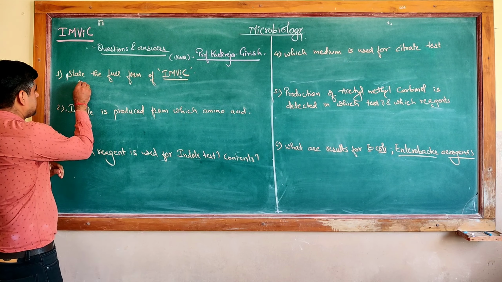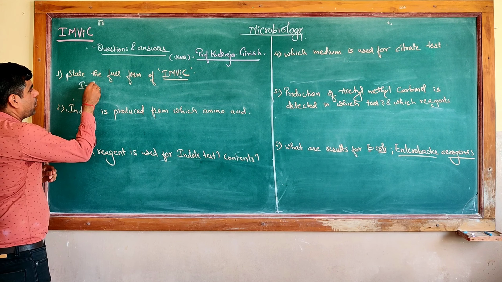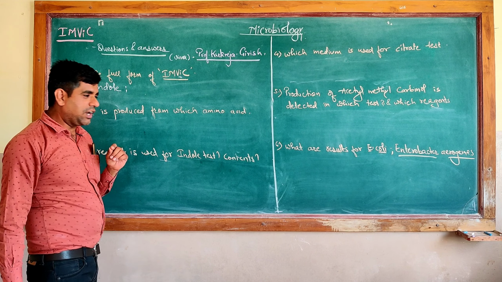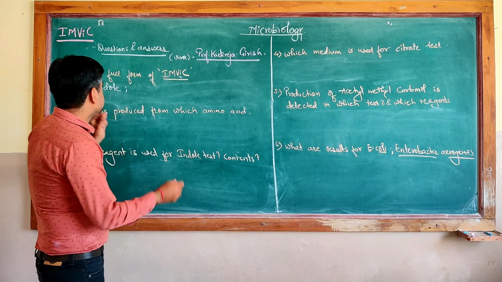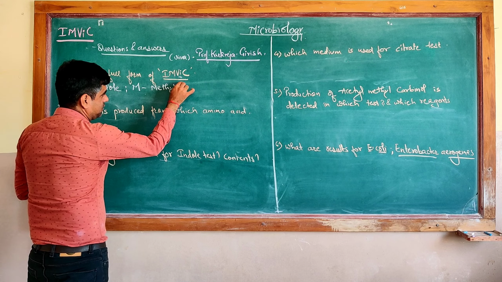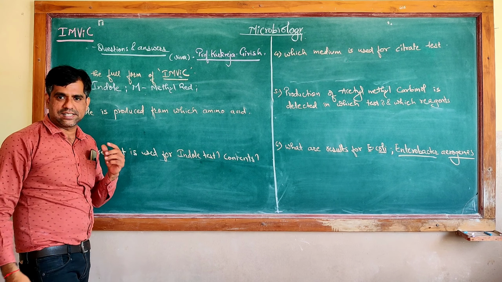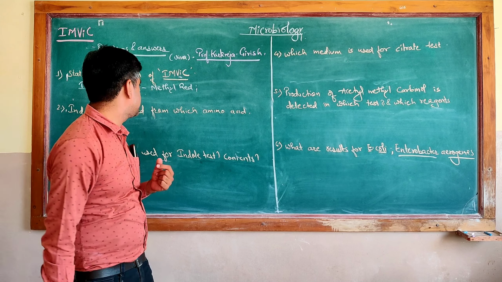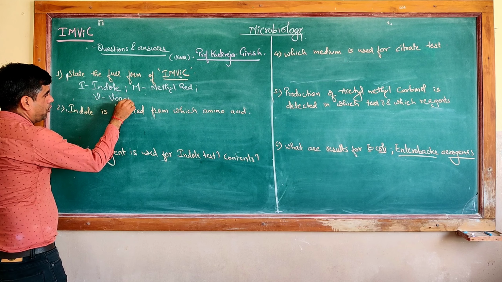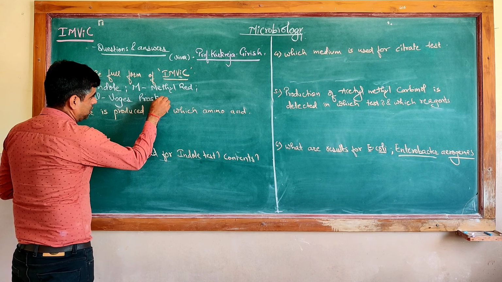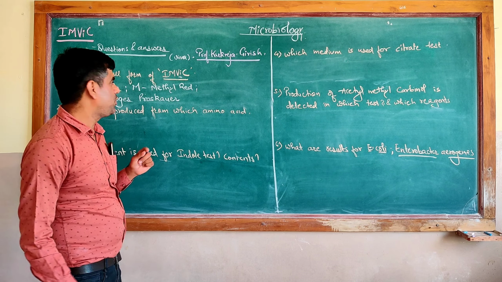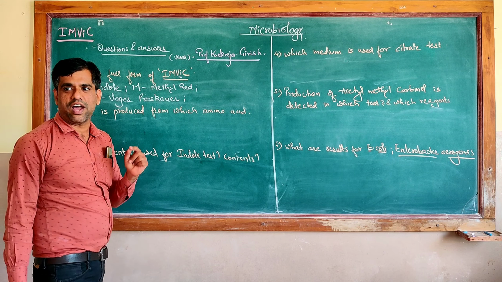So IMViC stands for indole. So production of indole, you detect the ability of the organism to produce indole. Second, M stands for methyl red test, which detects the production of acids, a mixed acid kind of fermentation. V stands for Voges-Proskauer test. This particular test detects the production of acetone.